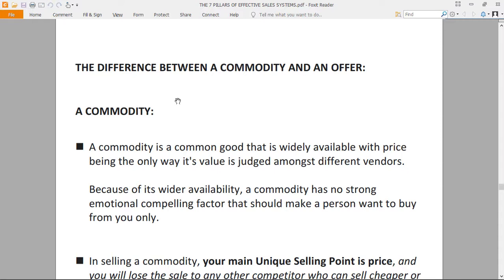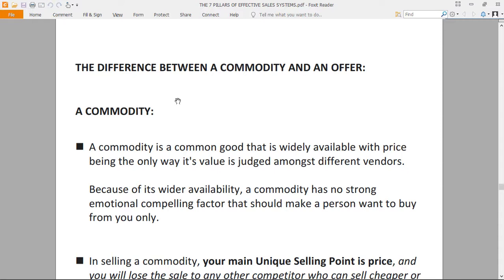So first, the product is widely available. Several people have it. So maybe you enter Alaba where people are selling LG TVs in different stores. There are a lot of people selling LG TV or Samsung TV and all that. The only way you judge the value of what you are getting compared to what other people are offering is price. If somebody gives you a cheaper price, you feel like you're getting a lot more value. If the person is charging a higher price, you feel you're getting a lot less value for the money you are asked to pay. That's a commodity. It's a common good. Now, because of its wide availability, a commodity does not have a strong emotionally compelling factor.